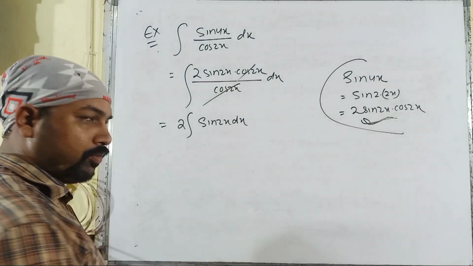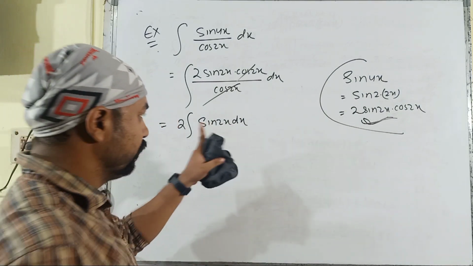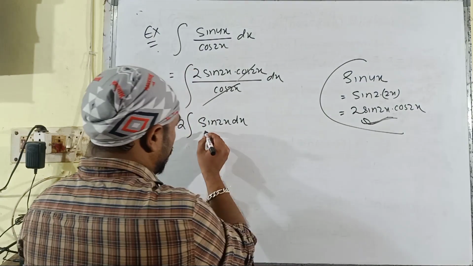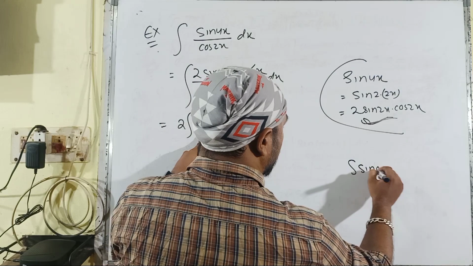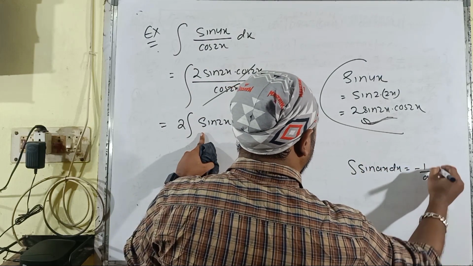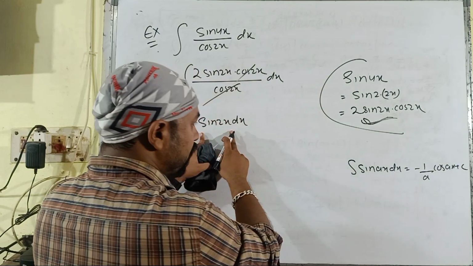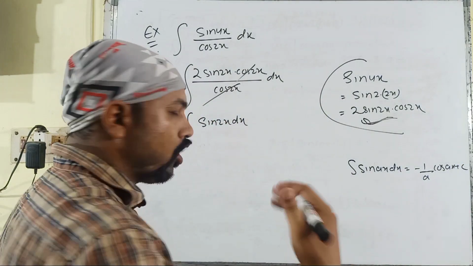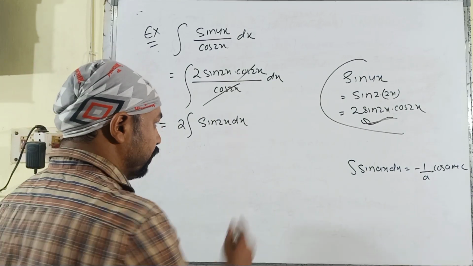You can choose either option. You can put the value directly or you can substitute it. If we put it directly, then the integral of sine ax dx is minus 1 upon a cos ax plus c. You can put this formula directly and you can get the answer. Or you can also apply the substitution method here.